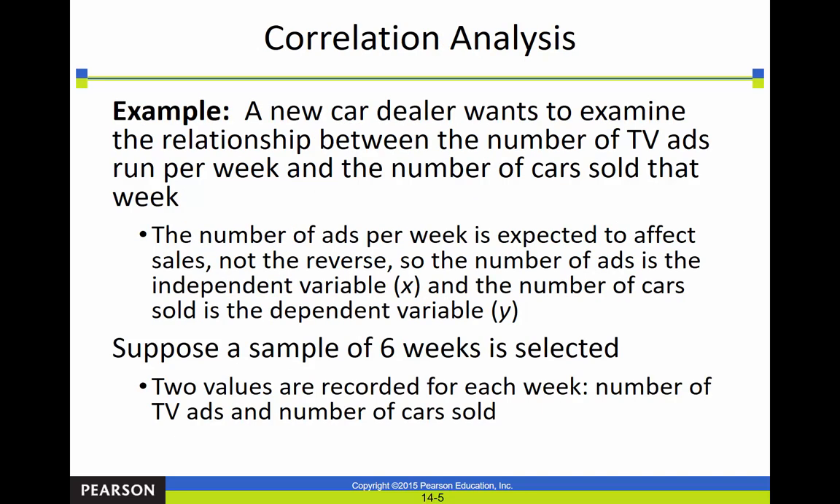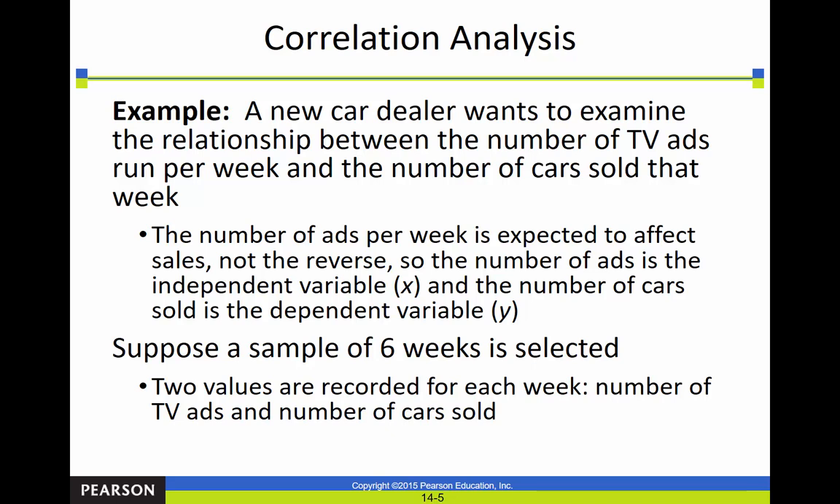So here's an example. A new car dealer wants to examine the relationship between the number of TV ads they run per week and the number of cars that they sell that week. Okay, seems like an intelligent thing to try to measure, right? So we're going to assume that the more ads that we run, probably the more cars will sell. So we would think that a change in the number of ads would lead to a change in the number of cars sold, not the other way around. We wouldn't think, hey, if I sold more cars, then I would run more ads. That doesn't make any sense at all.